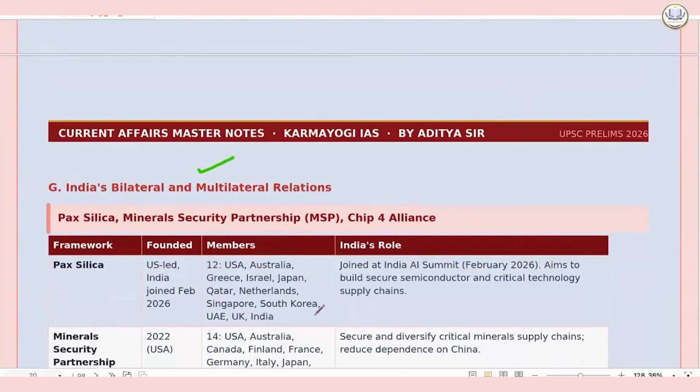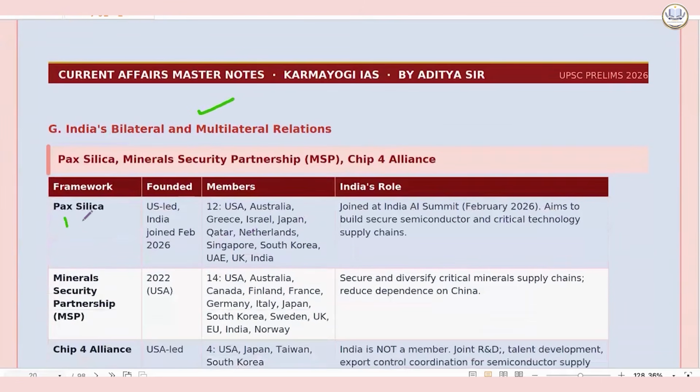India's bilateral and multilateral relations, let's see which were in the news. Pax Silica, a US-led initiative; India joined in February 2026. There are 12 members: USA, Australia, Greece, Israel, Japan, Qatar, Netherlands, Singapore, South Korea, UAE, UK, and India. India joined at the India AI Summit. It aims to build secure semiconductor and critical technology supply chains.